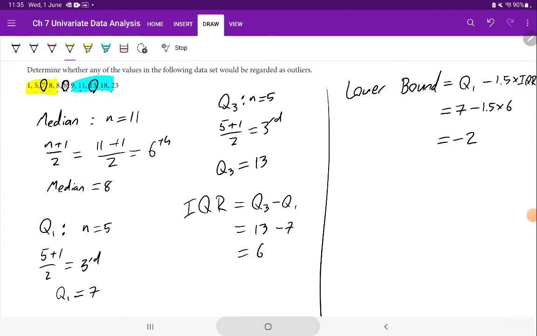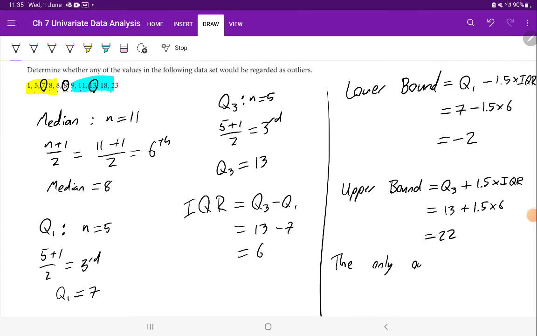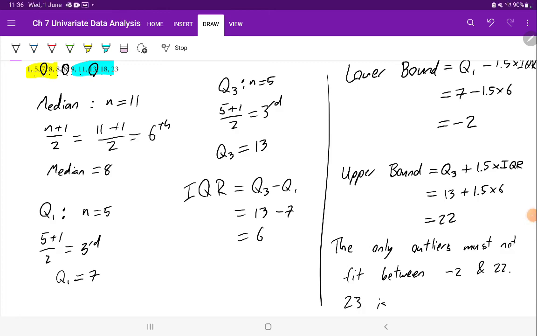Let's check the upper bound now. So the upper bound is Q3 plus 1.5 times IQR. Q3 worked out to be 13. 1.5 times 6 is 9. 9 plus 13 is 22. Are there any numbers bigger than 22? Well, yes, there is. So the only outlier must not fit between negative 2 and 22. Well, looking at the data set, 23 is the only outlier, because it is bigger than 22.